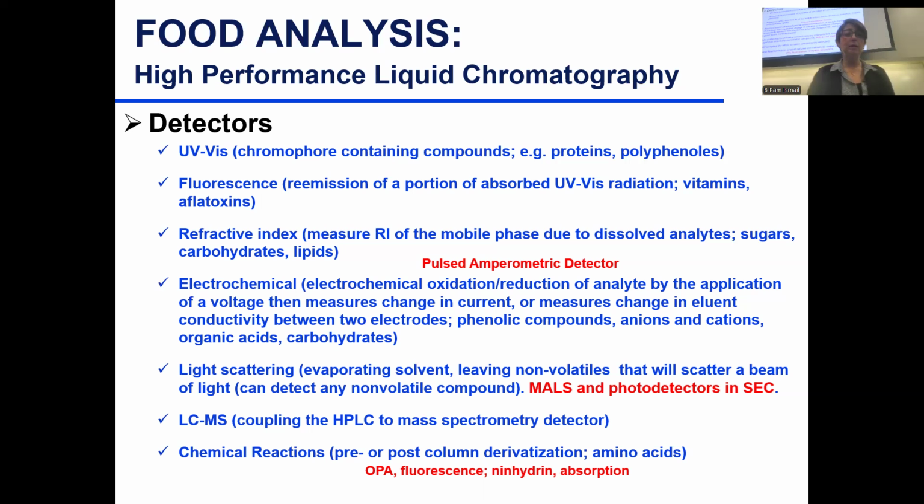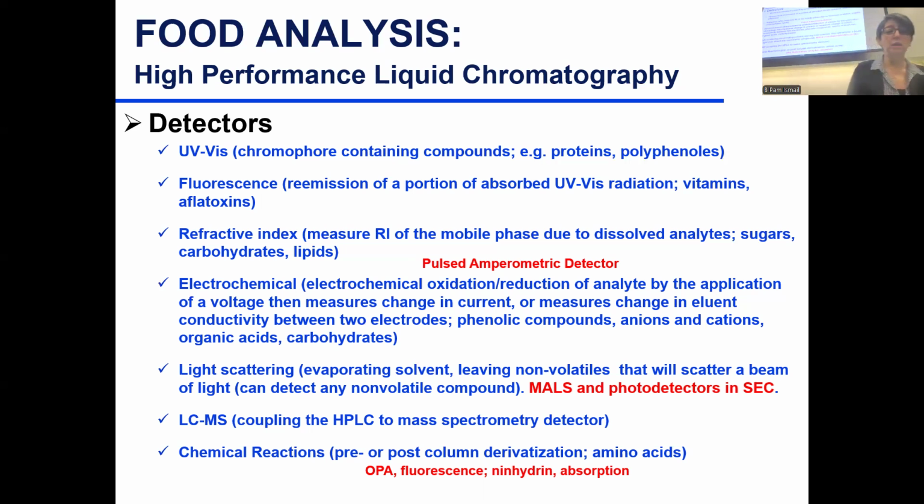So you would run standards and correlate the change in refractive index to the concentration. Now, in this type of detection, you cannot use gradient elution, because when you use gradient elution, you're changing the composition of the mobile phase. That's going to affect your refractive index, and it will interfere with your detection of your compounds. So refractive index is usually run with an isocratic mobile phase, and is very common for sugars, carbohydrates, and lipids when they are abundant in high concentrations.